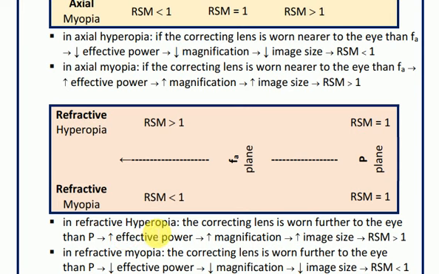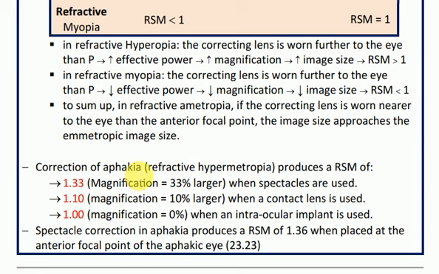In refractive hyperopia, for example spectacle correction in aphakia, it produces a relative spectacle magnification of 1.36 when placed at the anterior focal point of the aphakic eye, which is 23.2 mm in front of the principal plane. However, when a contact lens is used, the relative spectacle magnification is reduced to 1.1. So correction of aphakia, which is a type of refractive hypermetropia, gives a relative spectacle magnification of 1.33.